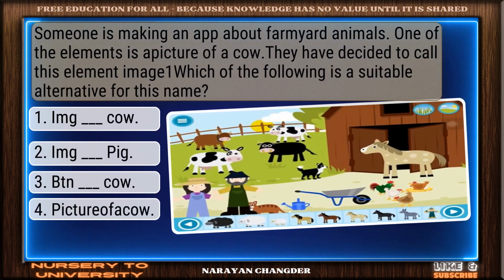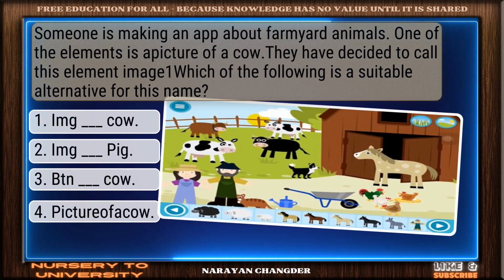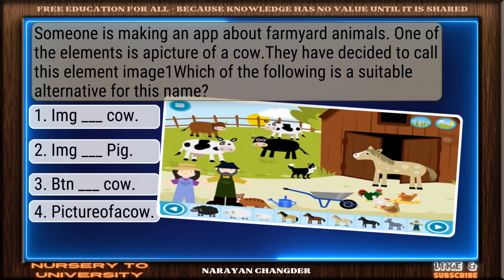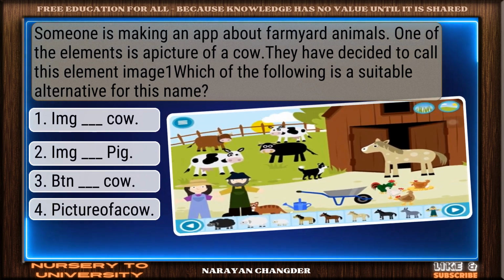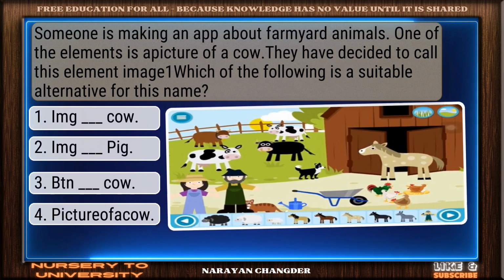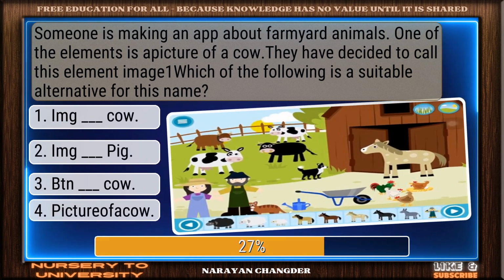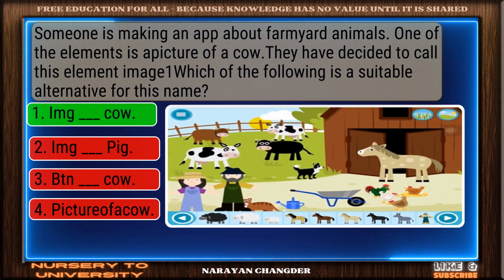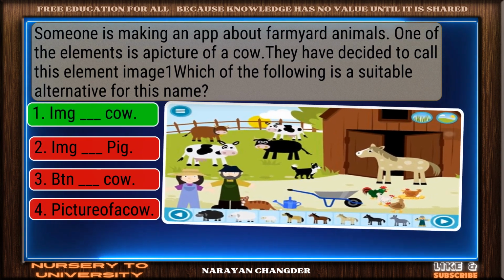Question number 4. Someone is making an app about farmyard animals. One of the elements is a picture of a cow. They have decided to call this element image 1. Which of the following is a suitable alternative for this name? Great thinking. Img-cow is the right choice.